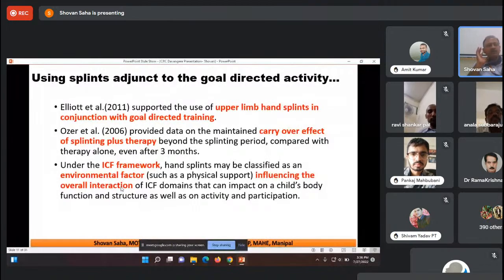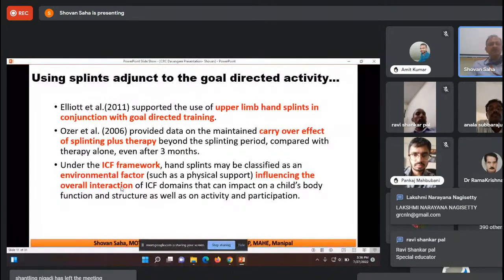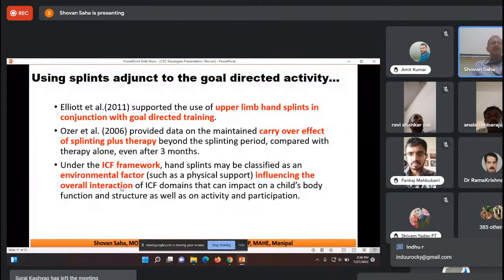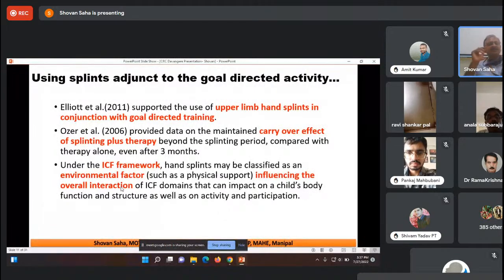And yes, Dr. Mohanty did mention the ICF. It has empowered us. As we all know, compared to ICIDH, ICF really empowers all of us rehab professionals, and it empowers a lot of our intervention. Through this model, everything should gear towards one ultimate thing, that is participation. The final outcome of whatever therapy we are offering is decided by how effectively the individual participates in society.